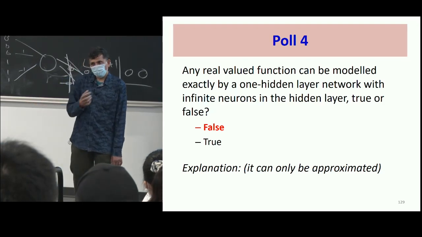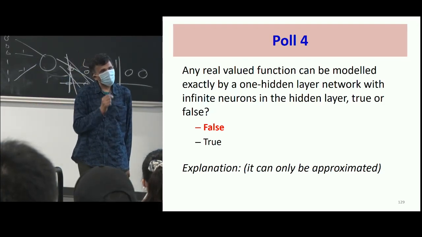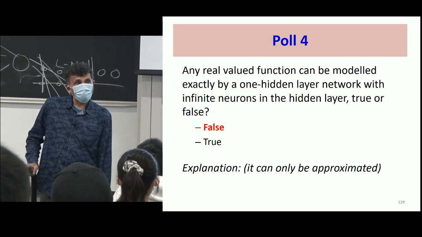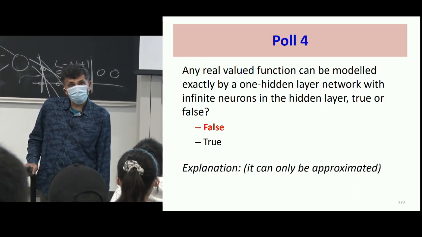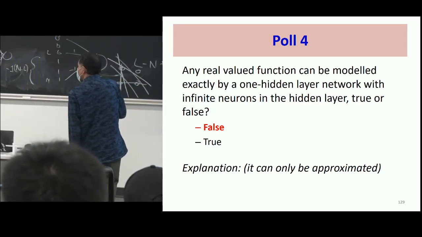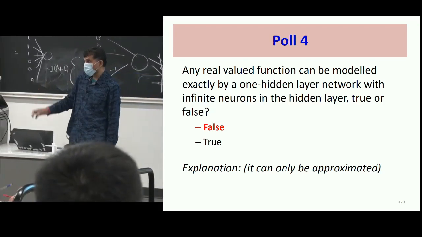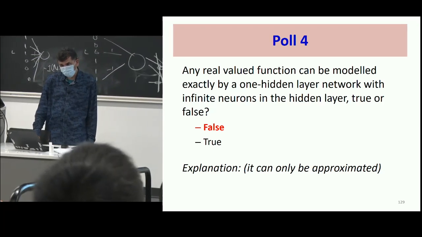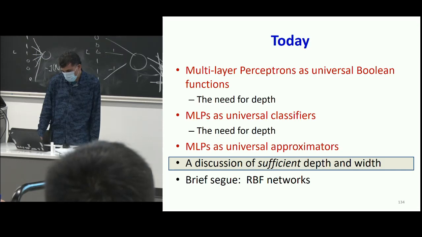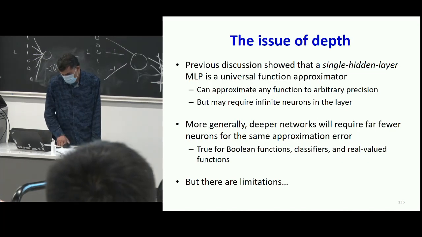Somebody who got it right, why is it false? Because it's just approximate. It's an approximation. You can get an arbitrarily precise approximation, but there are regions of the input space where the output will be wrong no matter how large you make it. Even with infinite neurons it's going to be wrong somewhere. So now there's a discussion of depth versus width.